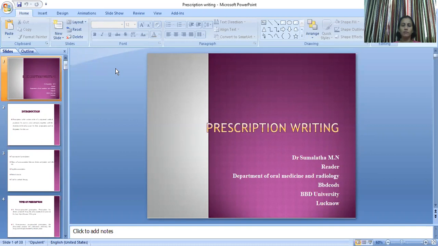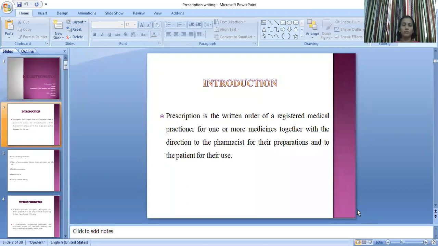Today, I will be discussing prescription writing. To introduce the topic, a prescription is the written order of a registered medical practitioner for one or more medicines, together with the direction to the pharmacist for their preparation and to the patient for their use.